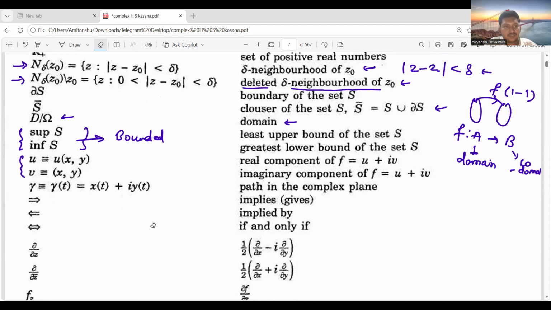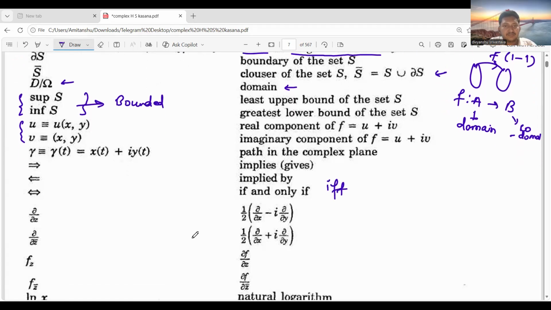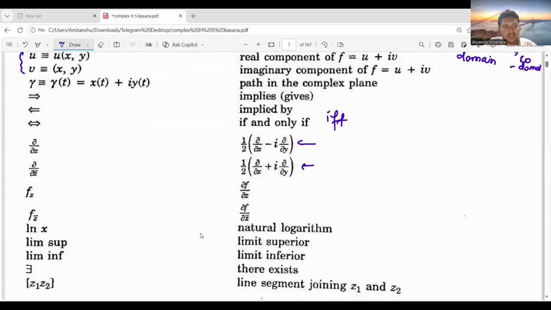And next one is this symbol for implies. Okay, implies by, and here is both imply, if and only if. And in short form, you write like this, if and only if. Okay. Maybe some differentiation, del upon del z. This gives you, and when you are asked about the conjugate, then this one. And here is the f_z. f_z is your del f upon del z, and f_z bar is del f upon del z bar.